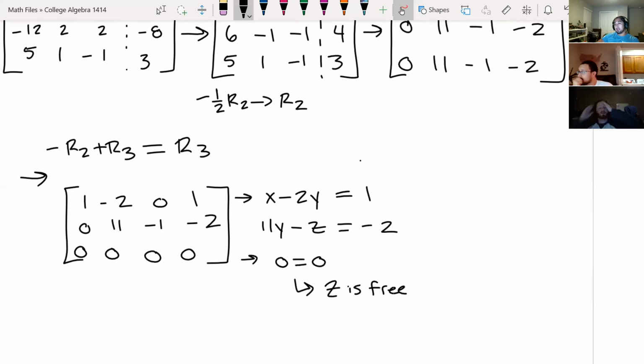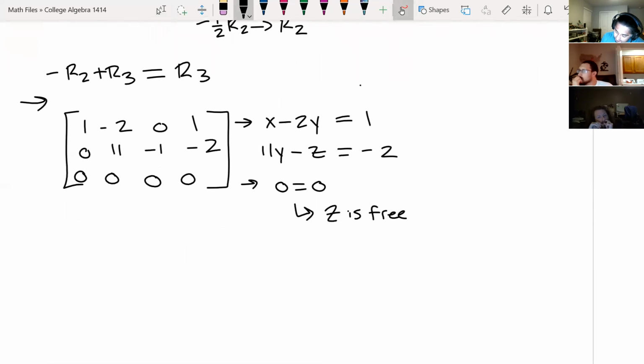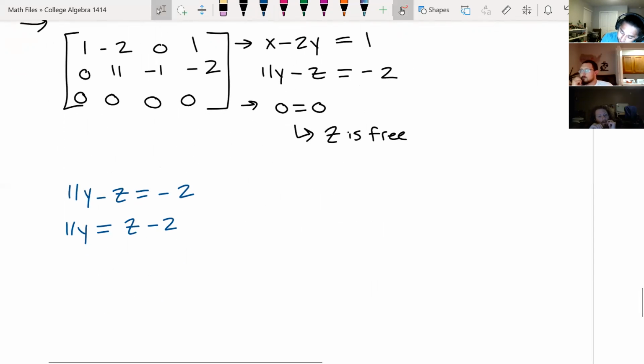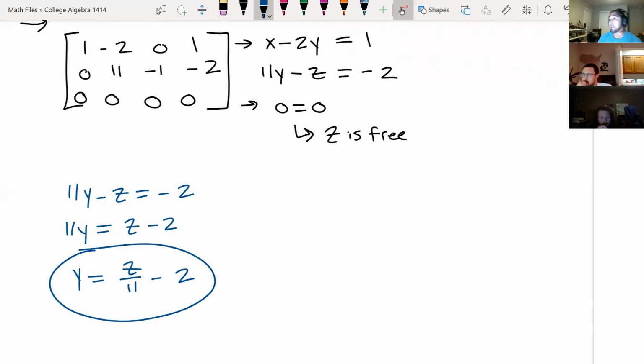So now what we do with that is we're going to solve each equation for x and y. So I'll take this equation, 11y minus z equal to negative 2. I'm going to solve it for y. 11y equals z minus 2, and then divide by 11. So y equals z over 11 minus 2 over 11. So here is the answer for y. All right. And then x minus 2y equals 1.